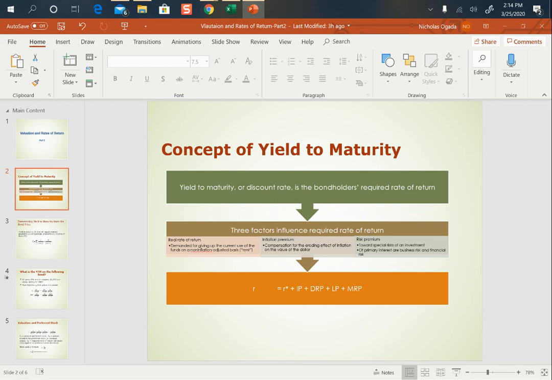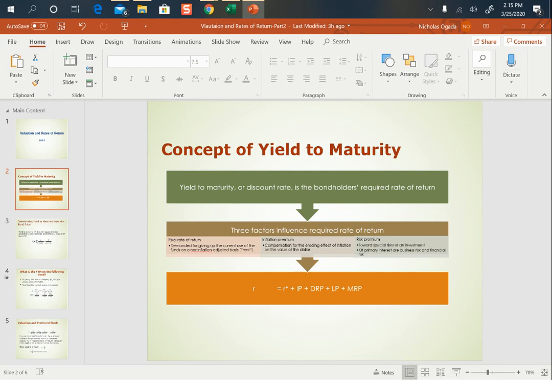The other factor that will influence the required rate of return is the inflation premium. If inflation exists, then we adjust the required rate of return by adding the inflation premium, or the inflation risk. The other component that will influence the required rate of return is the risk premium, which could be a result of business risk or financial risk. We're going to discuss risk and how to measure risk in finance in later chapters. But here I just want to point out that business risk and financial risk will also affect the yield rate or the discount rate.